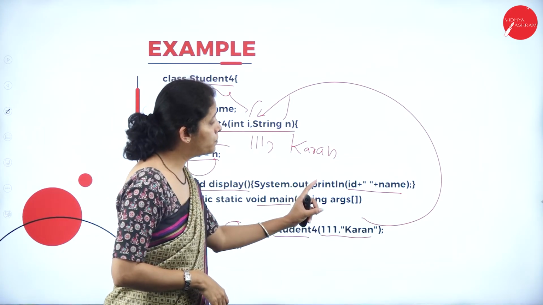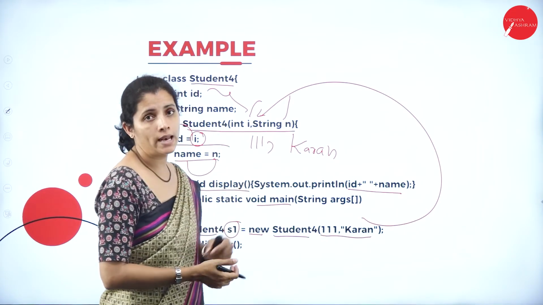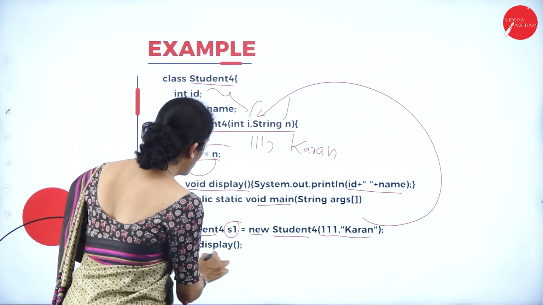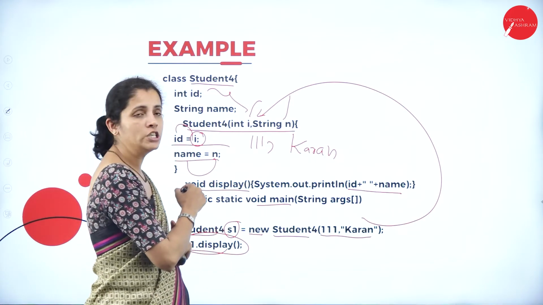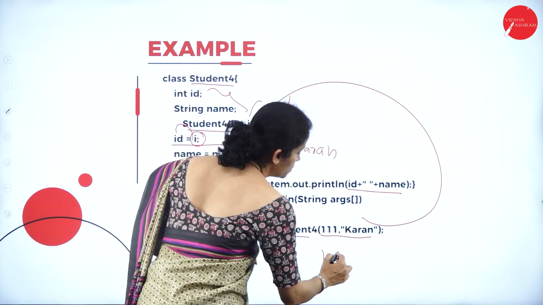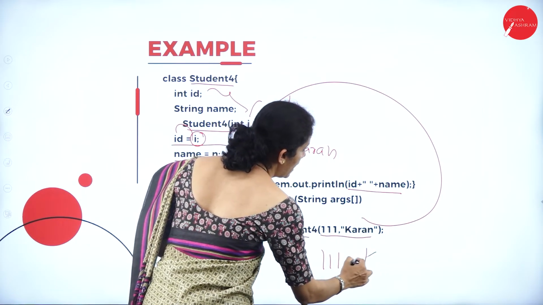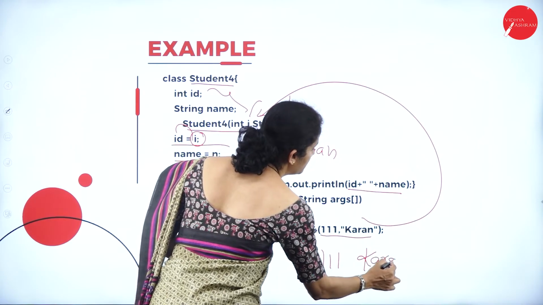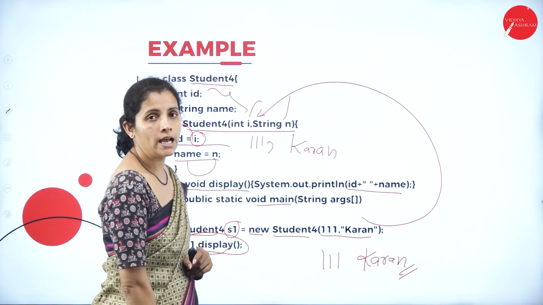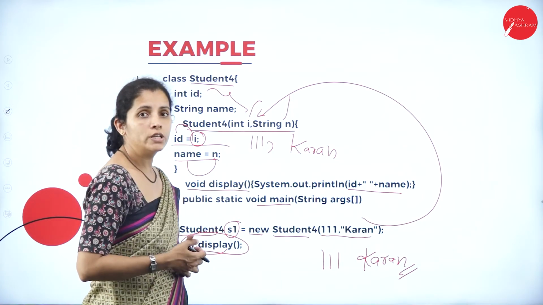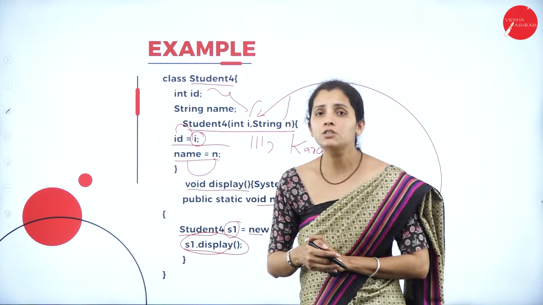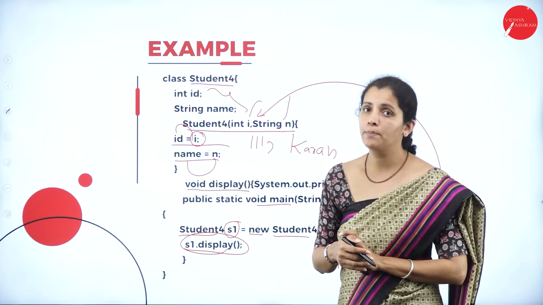And I'm going to print ID as well as current. Now dear student, when I call the display function, what is the output I'm going to get? I'm going to get 111 and current. Okay, this is the example for parameterized constructor. So dear student, from the examination point of view, this concept is very important.